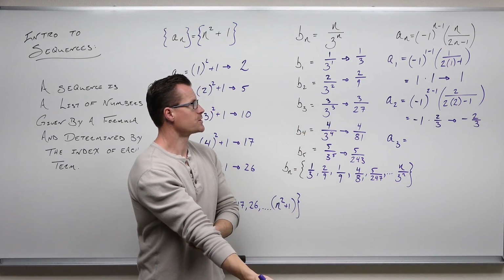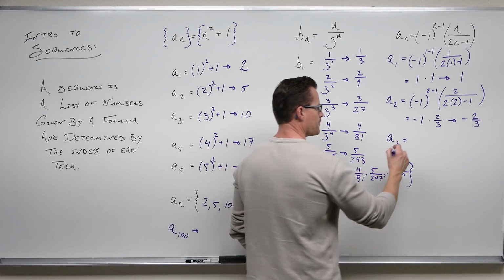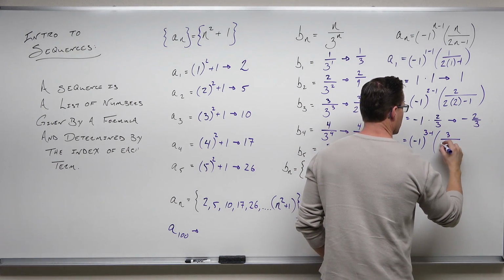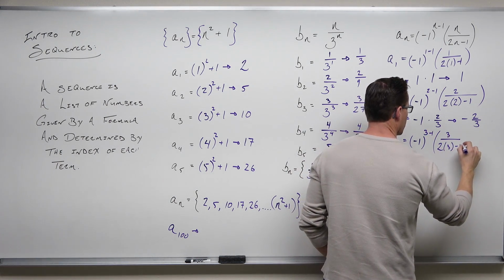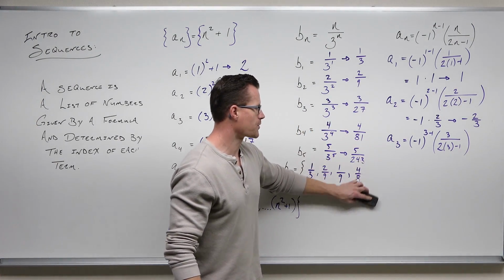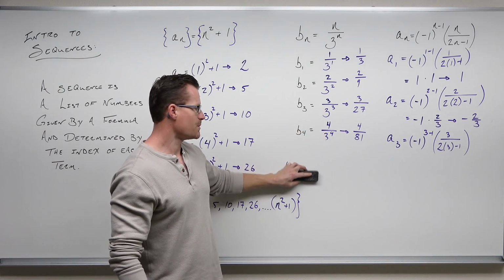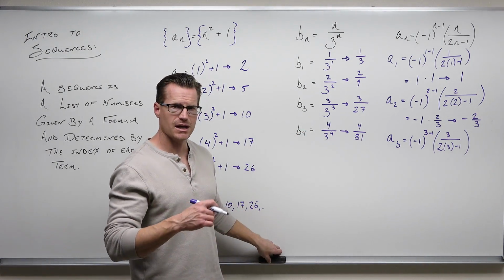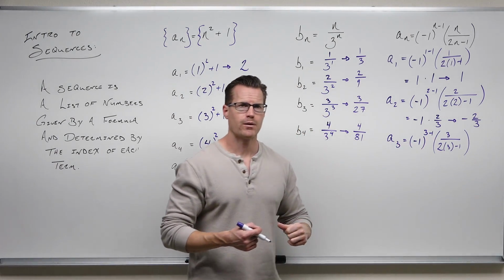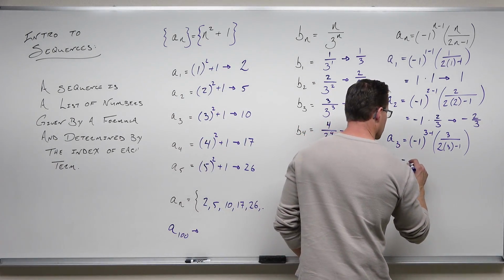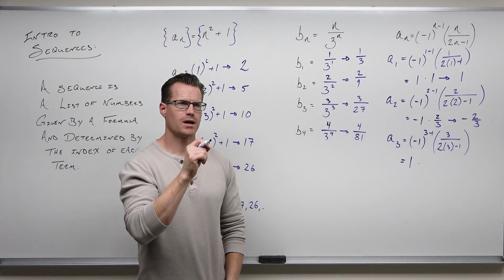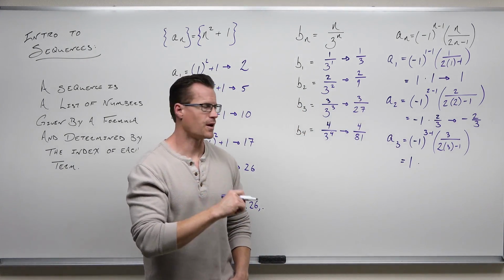Let's see, the third term. Take your 3, plug it in. So we would have -1 to the 3 minus 1 power. Well, 3 minus 1 is 2. And so if we have -1 to the second power, it's in parentheses, that would be +1. Our fraction is 3 over, 2 times 3, that's 6, minus 1 is 5, that's 3/5.